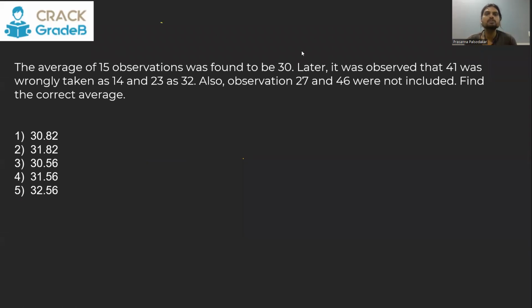The average of 15 observations was found to be 30. Later, it was observed that 41 was wrongly taken as 14 and 23 as 32. Also, observations 27 and 46 were not included. So if there are 15 observations whose average was 30, we can say the sum was 15 into 30, that is 450. But in that 450 sum, there are mistakes. 41 was wrongly taken as 14. That means 41 should have been taken, but 14 was taken. And 23 should have been taken, but 32 was taken.